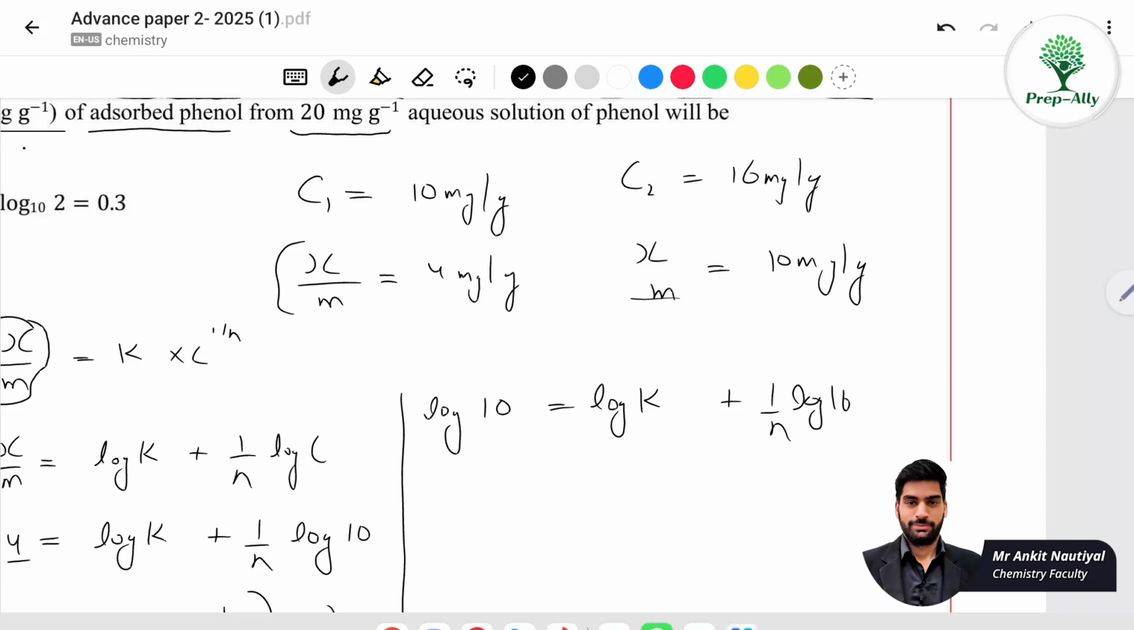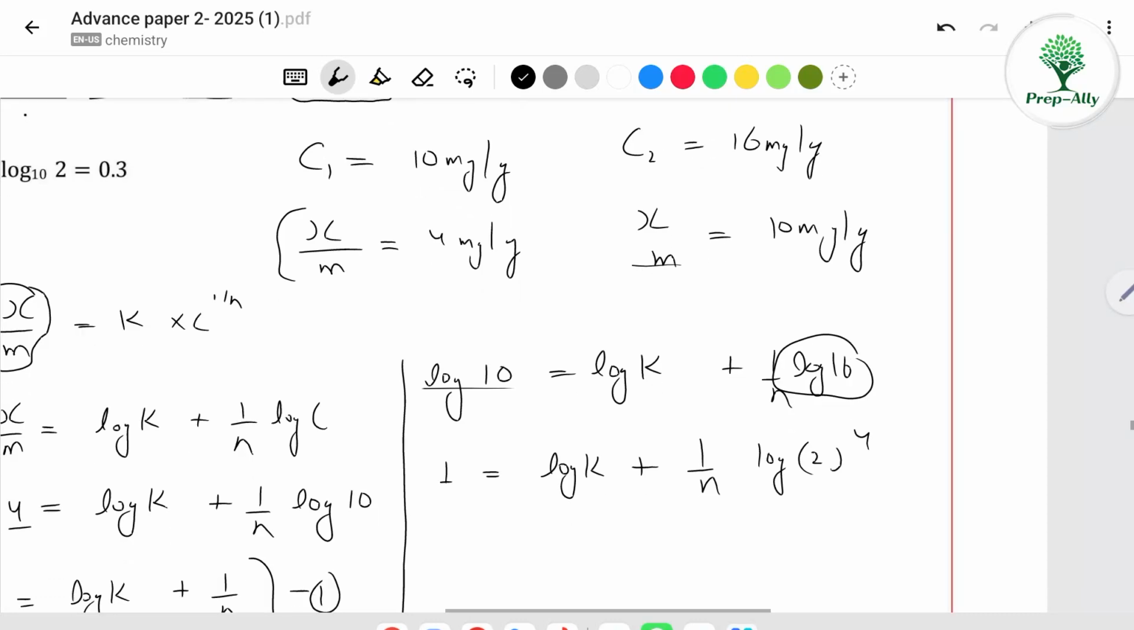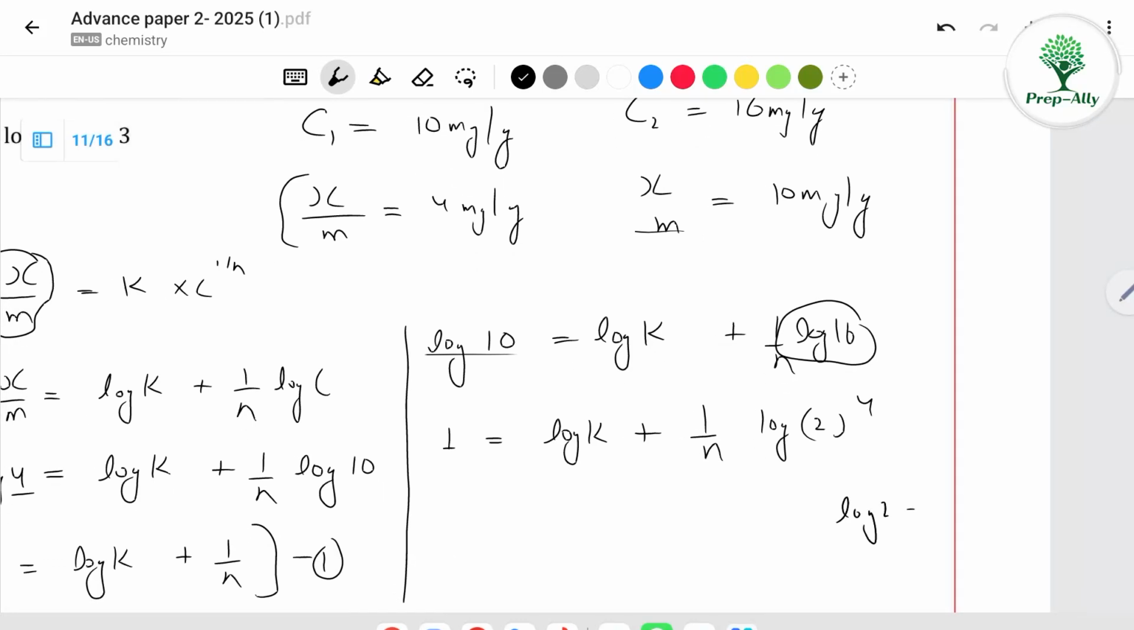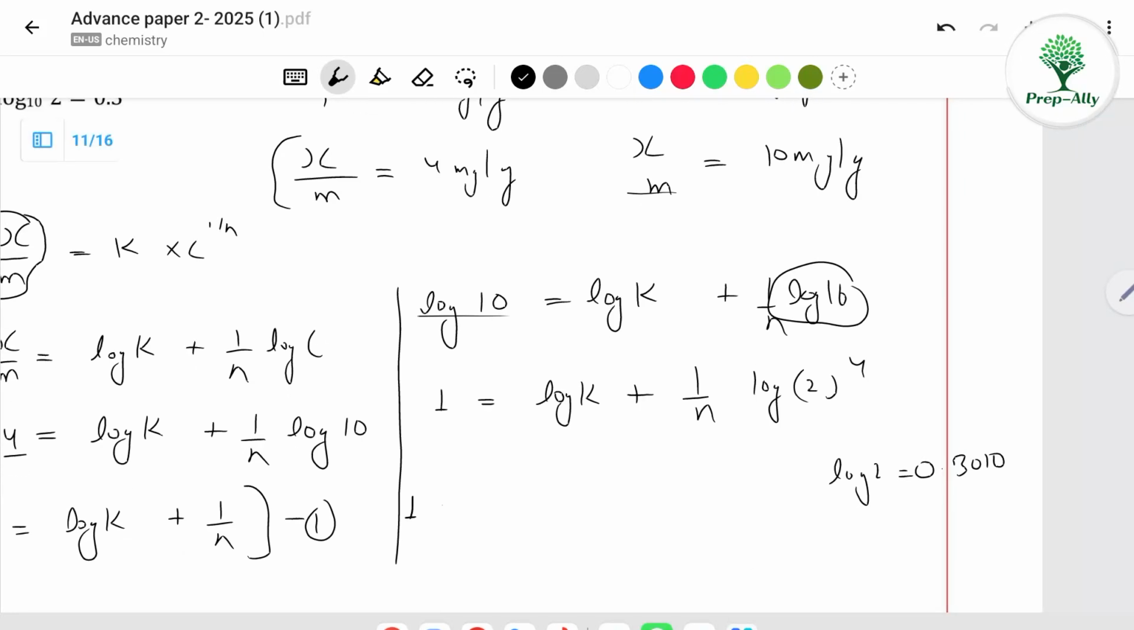Now to solve this equation, again we all know log 10 will become 1, equal to log k plus 1 upon n, and this log 16 we can write as log 2 to power 4. We all know the log 2 value is equal to 0.3010, so approximately we are taking it as 0.3. So 1 equal to log k plus 1 upon n, and now this 4 will get multiplied. So 4 multiplied by 0.3, the final value we will get is around 1.2. So this is our second equation.